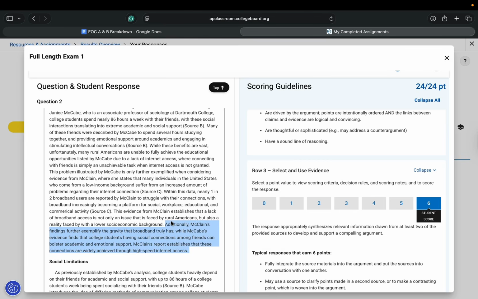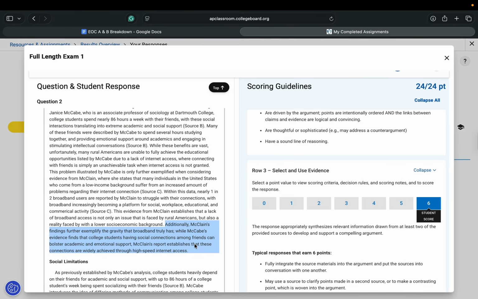So I wrote, additionally, McLean's findings further exemplify the gravity that broadband truly has. While McCabe's evidence finds that college students having social connections among friends can bolster academic and emotional support, McLean's report establishes that these connections are widely achieved through high-speed internet access. Boom. This is an example of how I use two authors in the same sentence and I directly combine them to show the reader how I'm synthesizing them.